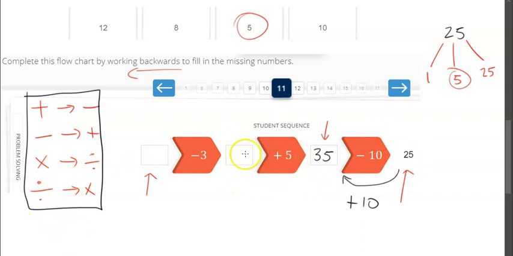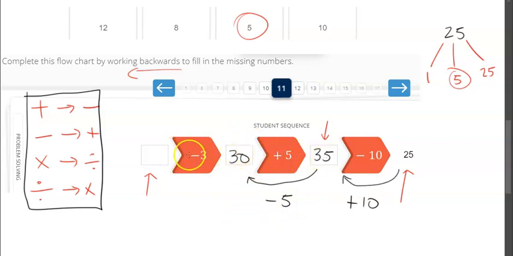We have a plus 5, all right? So some number that when 5 is added onto it will give me 35. Well, let's find the opposite of plus, which is minus, and so let's minus 5. So 35 minus 5 is 30. And again, this makes sense because 30 plus 5 gives me 35.